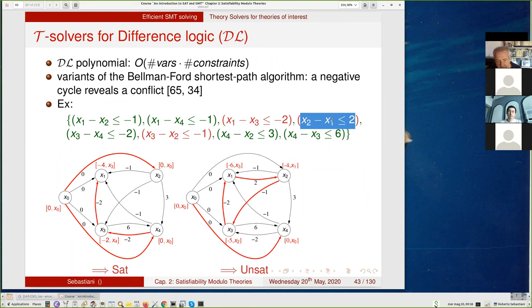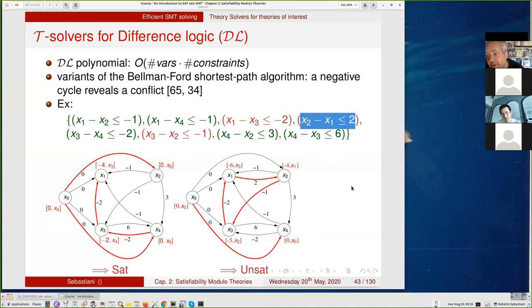Okay, so every negative cycle here is an inconsistency. So a negative cycle here reveals an inconsistency, reveals that there is something wrong. And also it reveals automatically the conflict set, because the negative cycle is actually the conflict set, what causes your set to be inconsistent. You don't need the other constraint to say that. You don't need the green constraint here to say that this graph is inconsistent. All these three constraints here are enough. Okay?